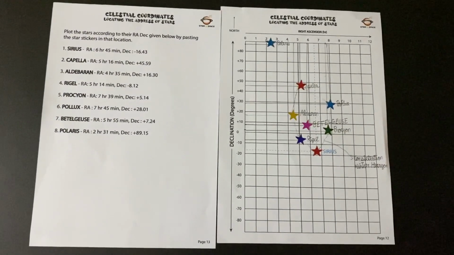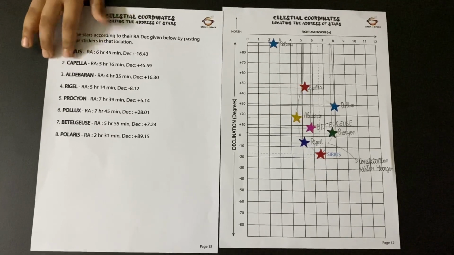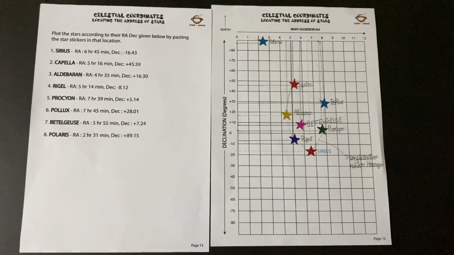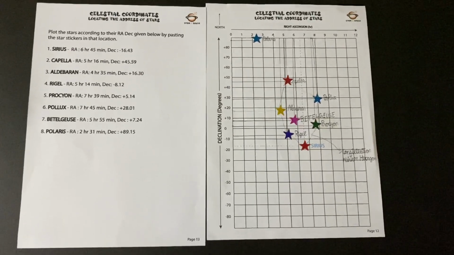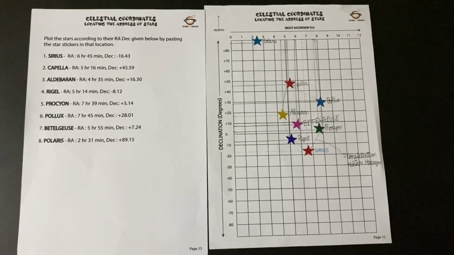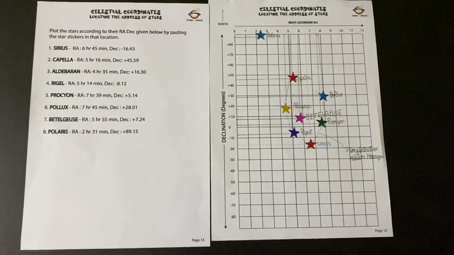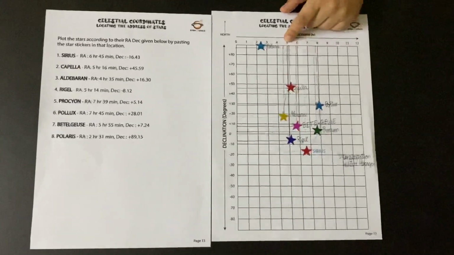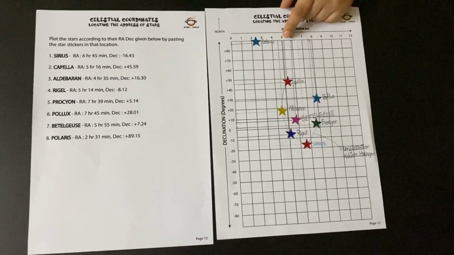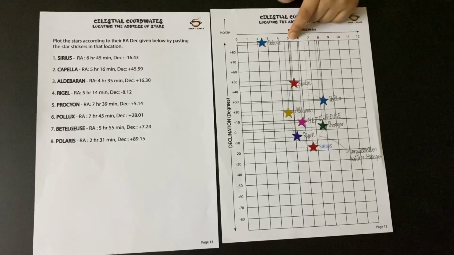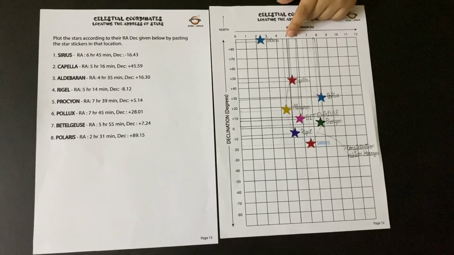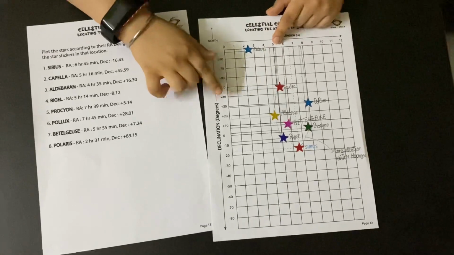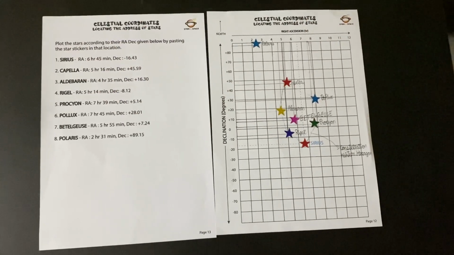Now we'll move on to another star, that is Capella. Its right ascension is 5 hours 16 minutes and declination is plus 45.59. Okay, so 5 hours and 16 minutes for Capella. Let's see where is Capella. Now, as you can see here, it will fall here as it is 5 hours and 16 minutes. And what is the declination? It is plus 45.59. So it should fall here. And the intersecting point should be the location of Capella.